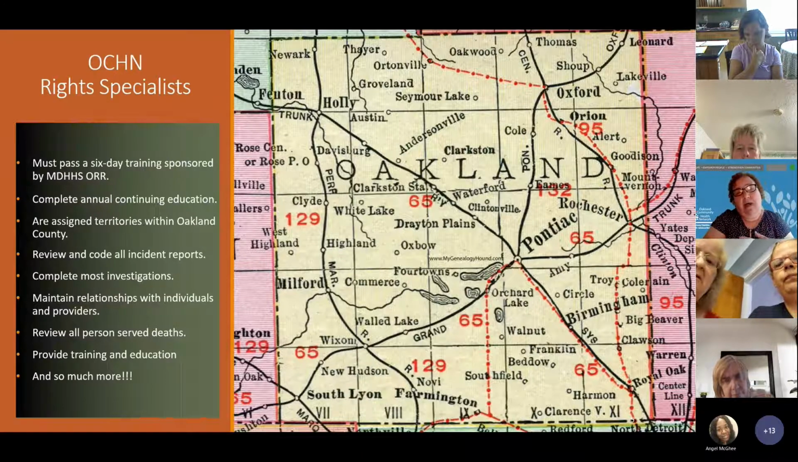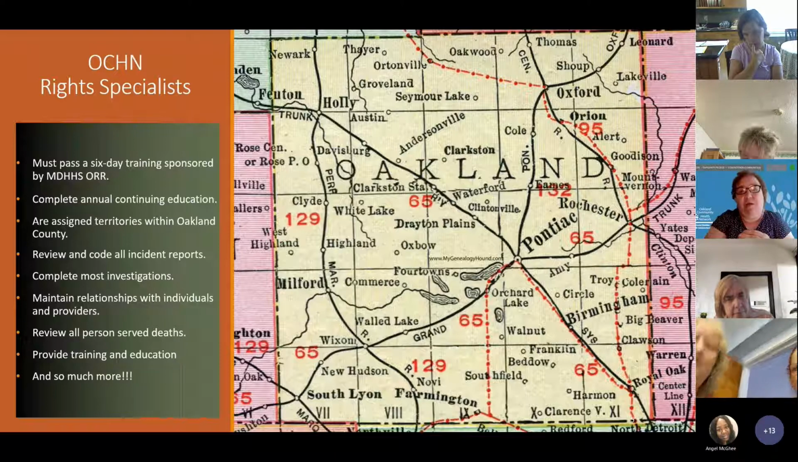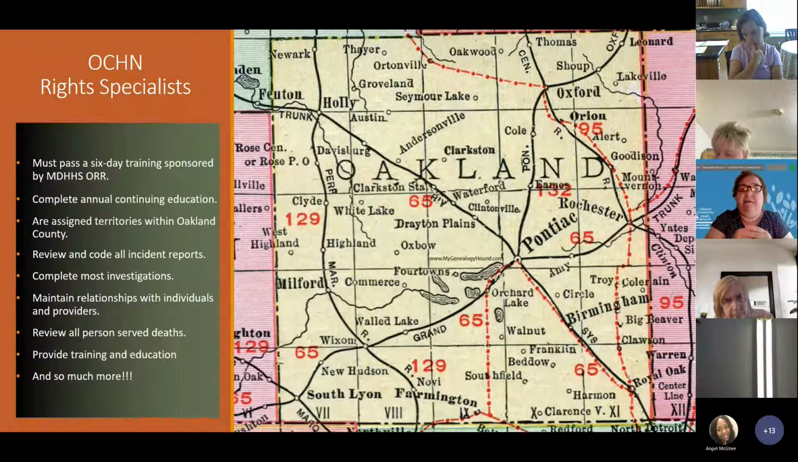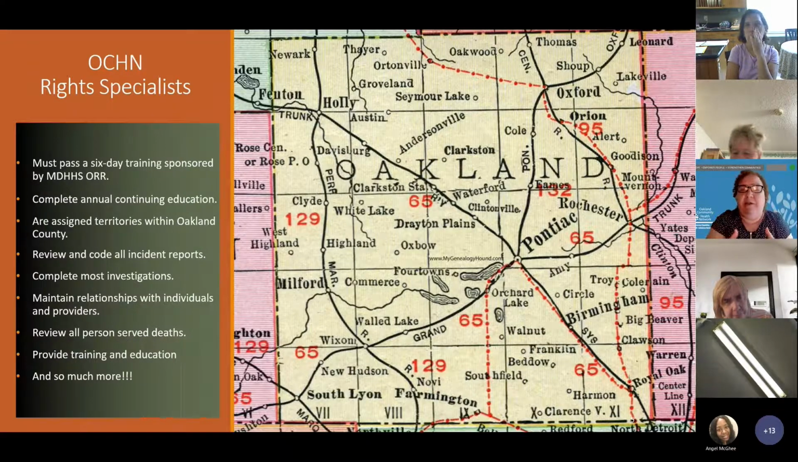So in our county, we divide the county up into territories. We think that by having a specific territory, this allows the rights specialist to get to know the people that receive services within their territory, and also get to know the providers who operate within their territory. That way they can serve as consultants to them. They can come out and see people easily.